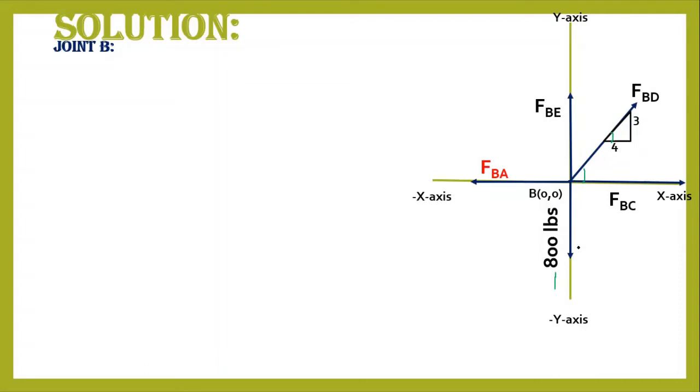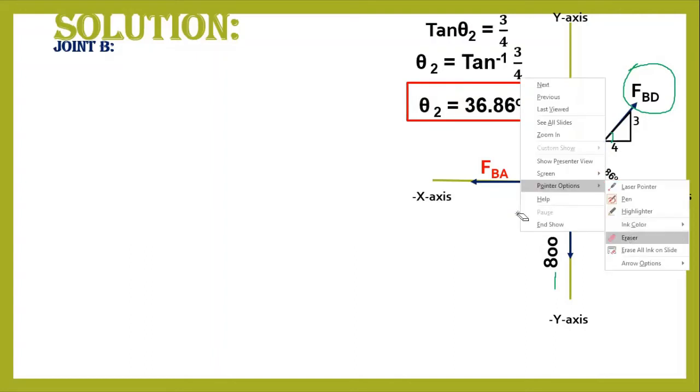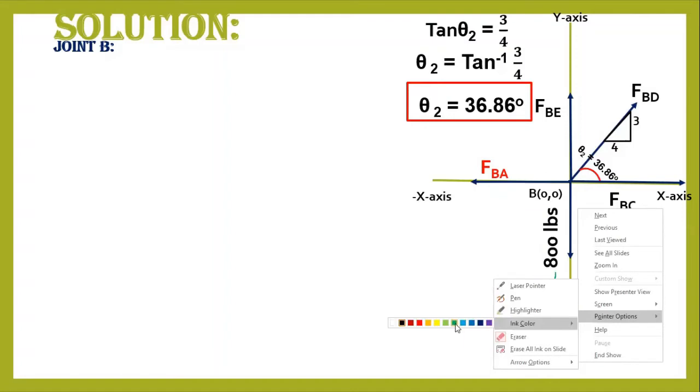So what we have to do is resolve this FBD into its components. For this, we have to calculate this angle. How can you calculate it? Let me tell you. I am going to call this theta 2, theta 2 equals tan inverse, which is 36.86 degrees. So this is the way to calculate it, and let me clear it with the eraser. I think now this is useless, and hopefully you will understand it. So we are moving towards the next step.